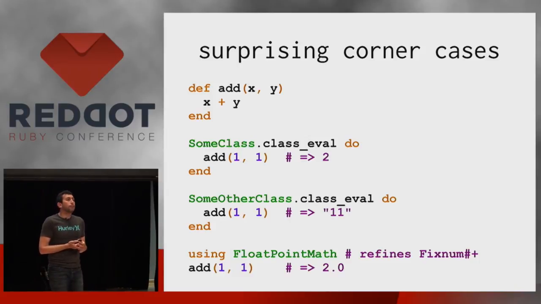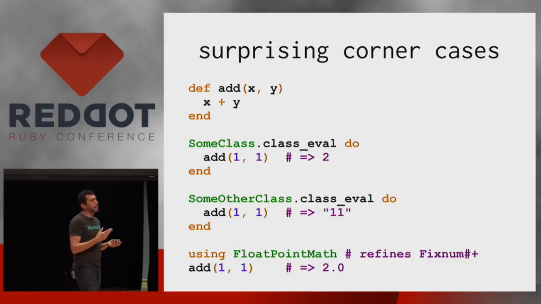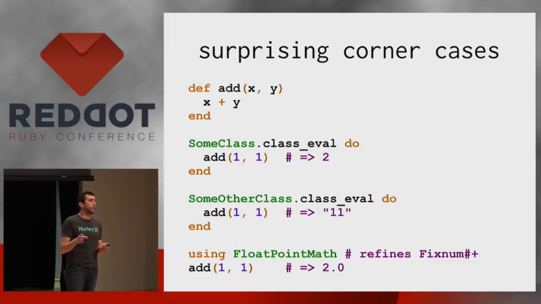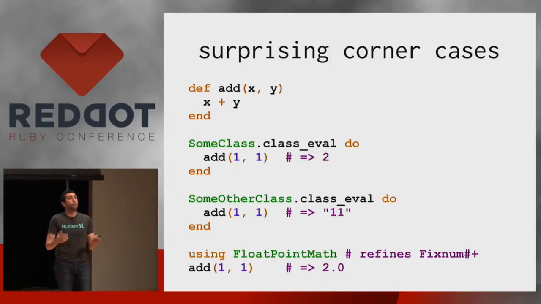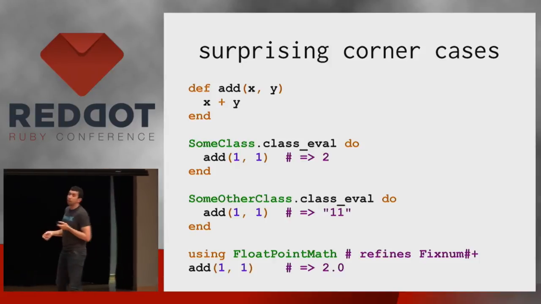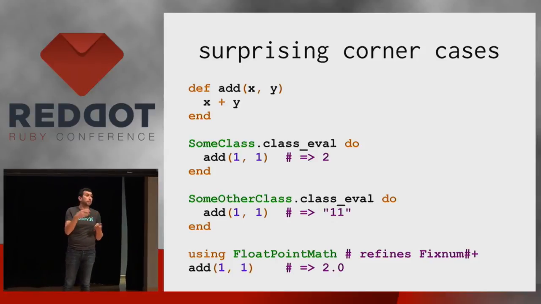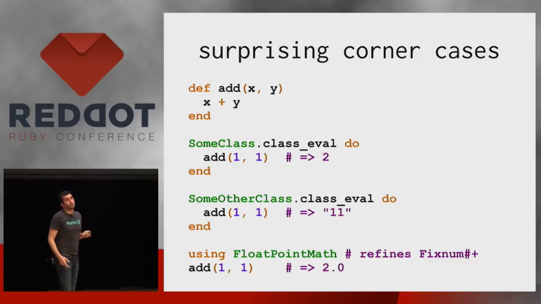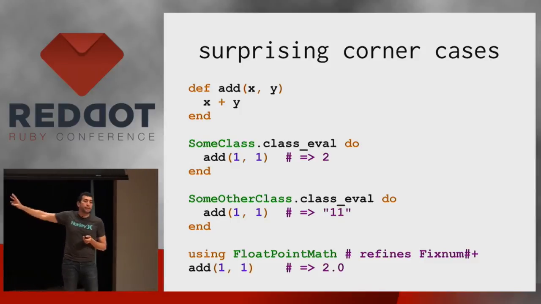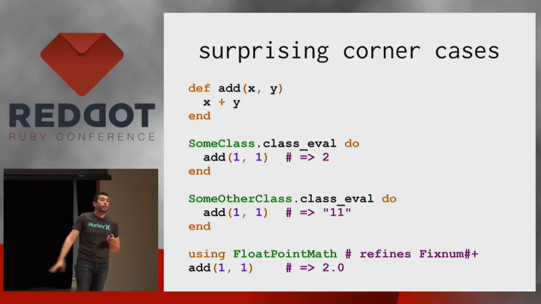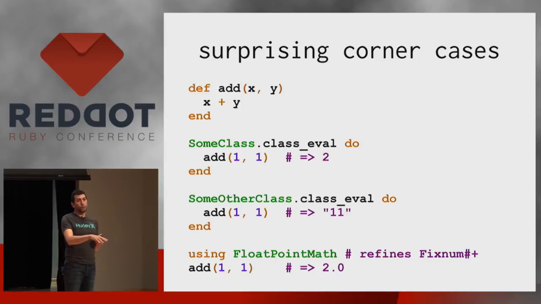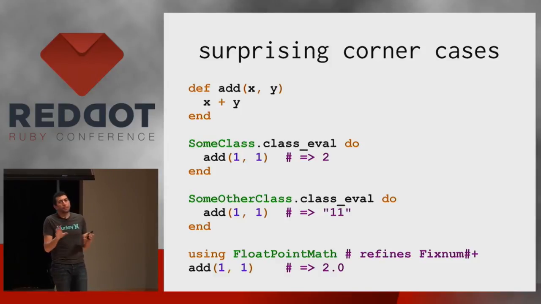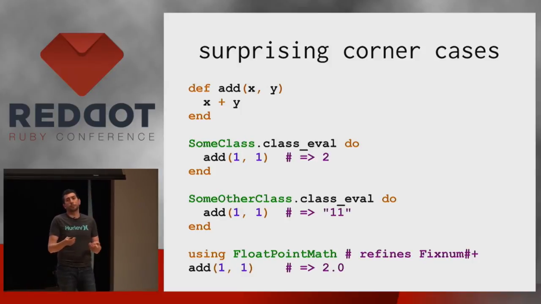One final problem with this implementation of refinements is that there are a few corner cases that might catch you off guard. Again, I won't go into all the details, but just to say one of them, if you execute this code in a command line interpreter, such as Pry or IRB, this last line will not work, actually. The refinement will not be active. If you execute it in a file, it will work. The reason for that is a very sound technical reason, but as sound as it is, it will still catch me off guard. It will still surprise me.